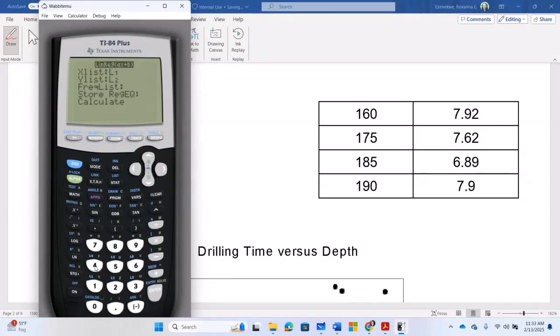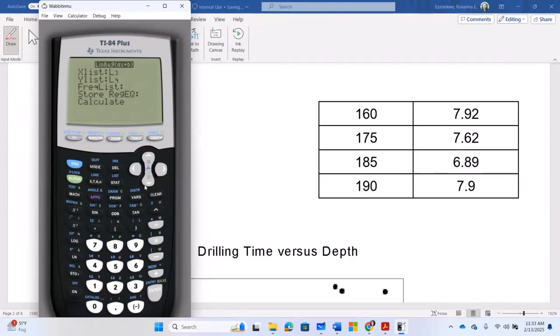And my calculator is asking me, where is your predictor variable. Predictor is in L3, so I can't forget that. Predictor is in L3, response is in L4, second L4. All right, and then it's going to ask me now, do I have frequency? No, I don't have frequency.